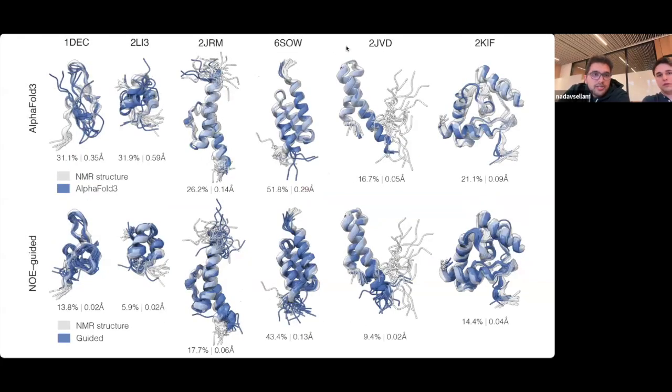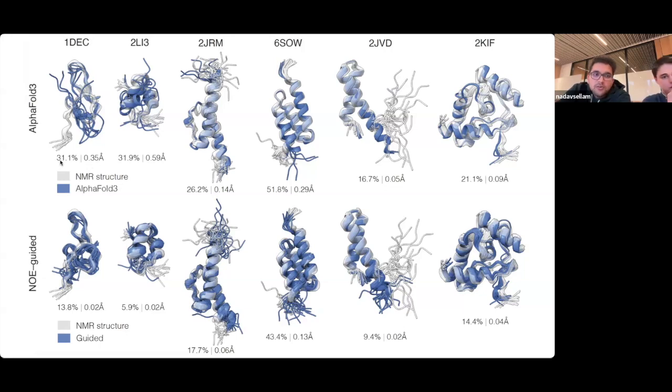So these are a few more examples of different structures that we tried with this approach. 1DEC and 2LI3 are examples where AlphaFold mispredicts the structure completely, or at least partially. Like one of the terminal regions in 1DEC and 2LI3 are mispredicted. The fold is wrong, but the experimental measurements suggest a different fold, which is colored in white. The top row blue are AlphaFold's predictions, and you can see that this is also reflected in the number of violations.